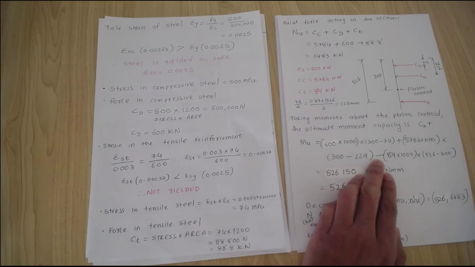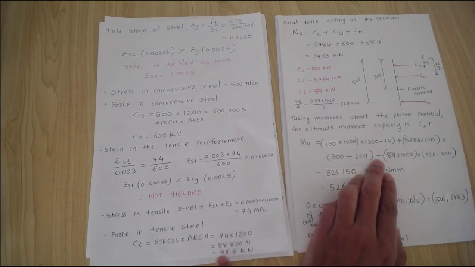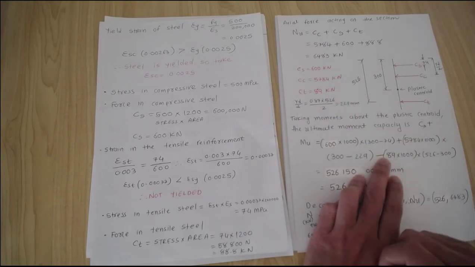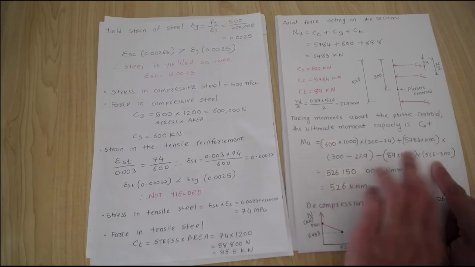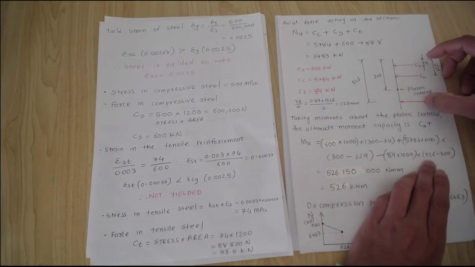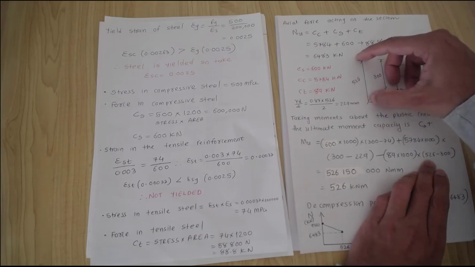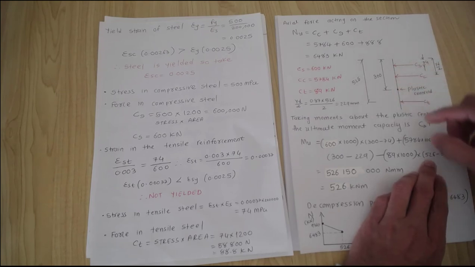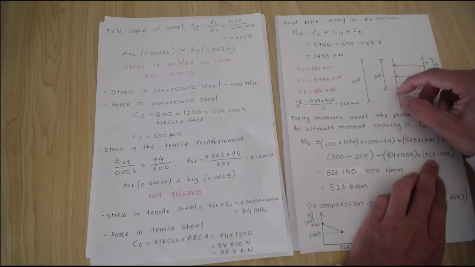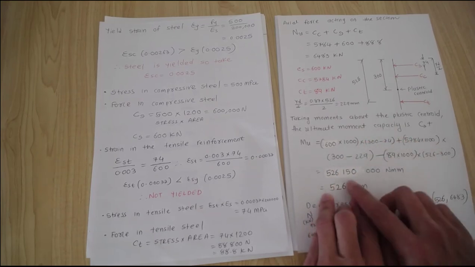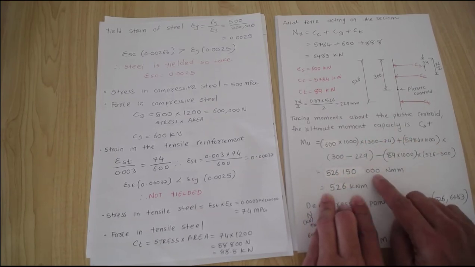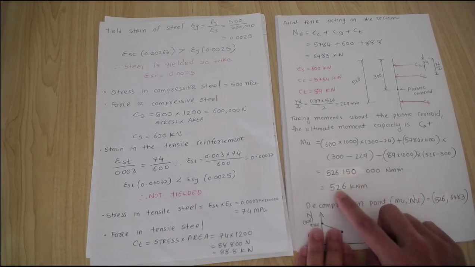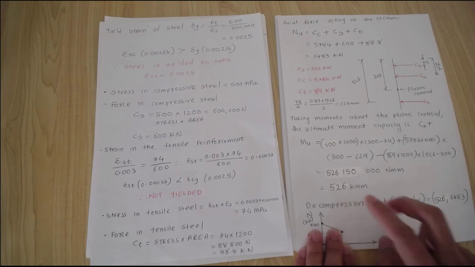The force in the tension steel we calculated as 88.9. I take 89 as a round number to work it out easily, times 1000 to convert into Newton, times this distance that we need to work out. From this point to this point is 526, as we saw in the previous video, so 526 take away 300 gives this distance. If you work it out, you will get 526,150,000 Newton millimeter. Divide by 1000 two times to get kilonewton meter. So that is the moment for the decompression point.